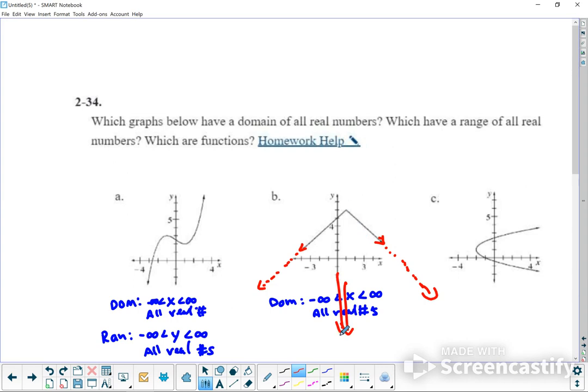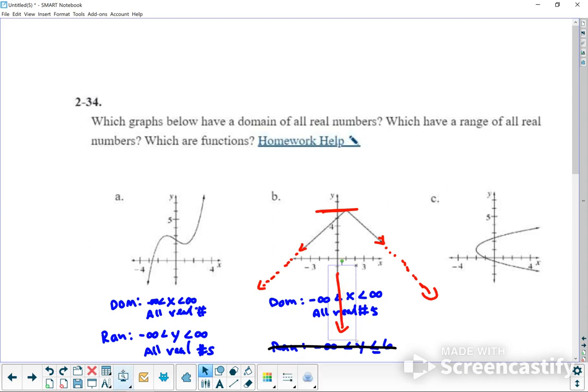The range only goes from negative infinity all the way up to this point right here, which looks like positive 6. So the range is from negative infinity, because it does go all the way down, and it's a y, but it does go all the way up to 6 only, and it does include 6. So this one doesn't have a range of all real numbers, right? So maybe we can cross that out.